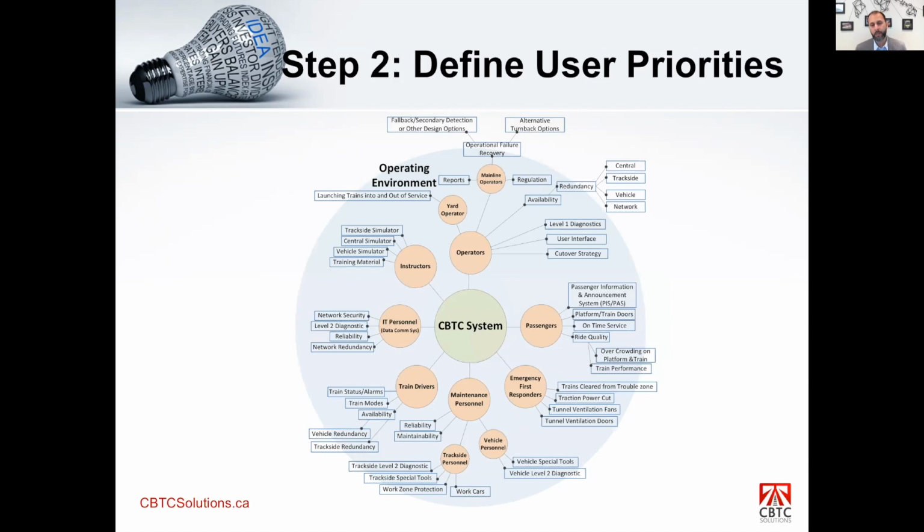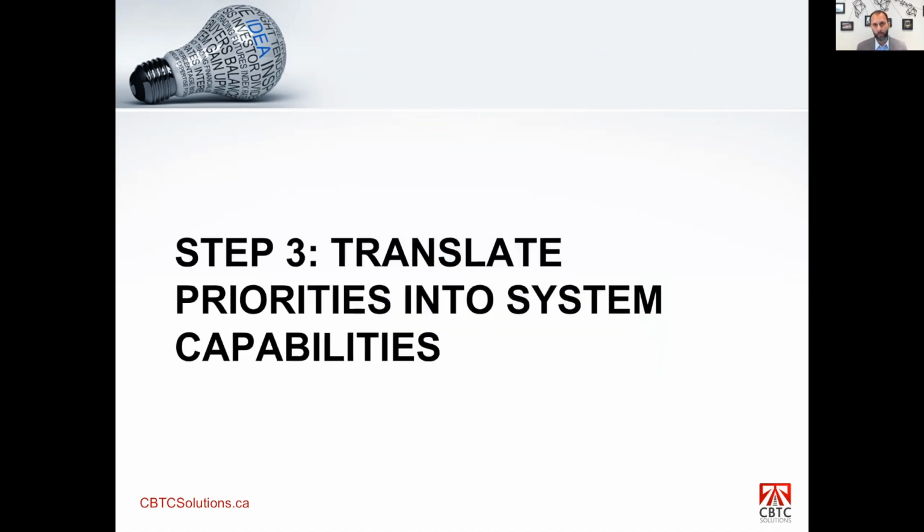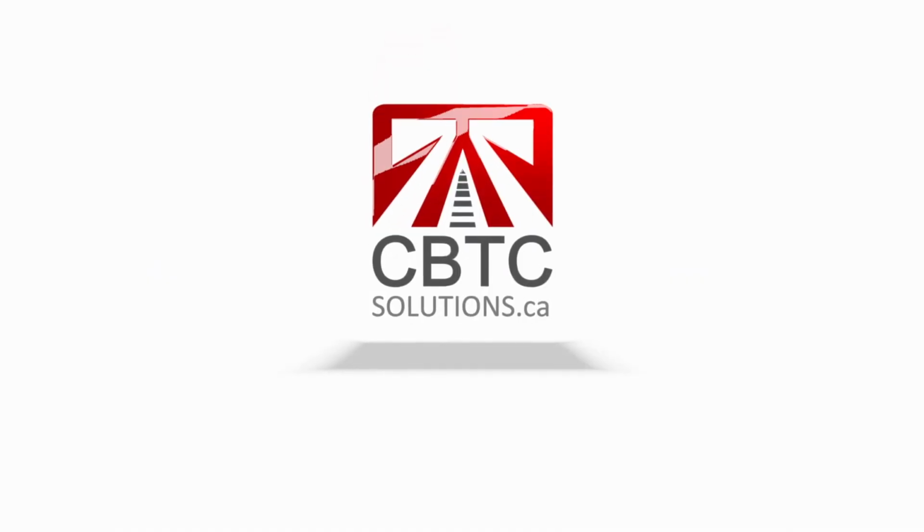So once we've gone through this exercise, we've identified all the users of our system, we've identified all of their concerns and priorities. Now we need to understand what are the system capabilities and try to feed these concerns and priorities into the CBTC system. And that's what brings us to step number 3, which is to translate these priorities into system capabilities.